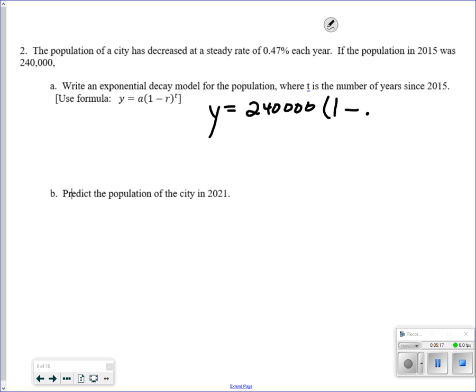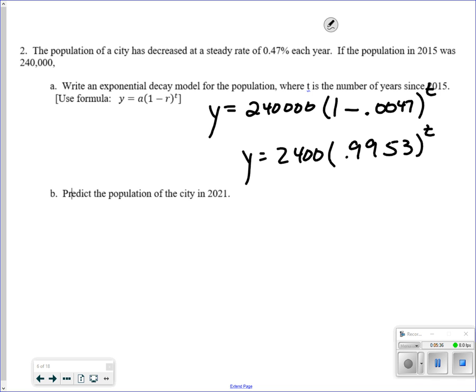A lot of people are going to get this wrong. 0.47% is 0.0047 raised to the t. So writing the model, I need to take 1 minus 0.0047 and get 0.9953. So the decay factor is 0.9953. Now, predict the population in 2021.